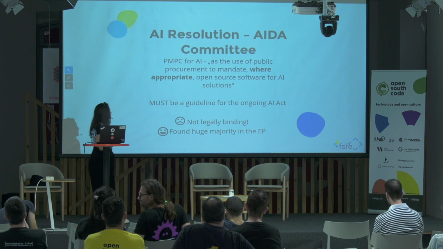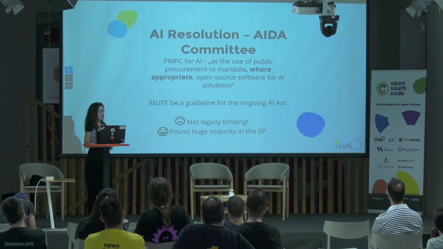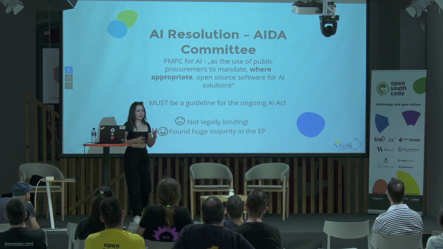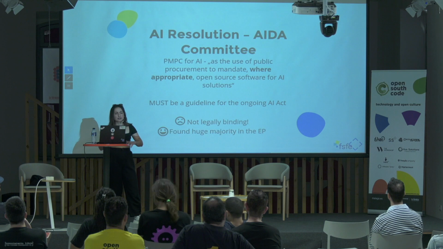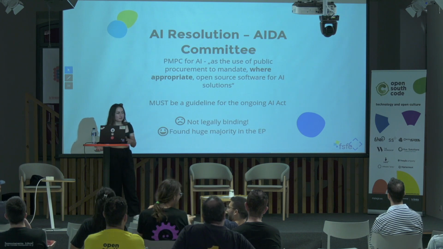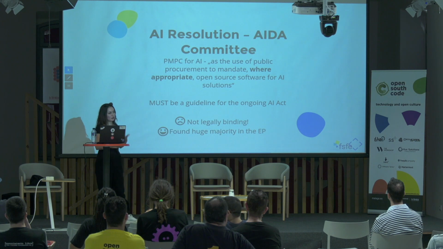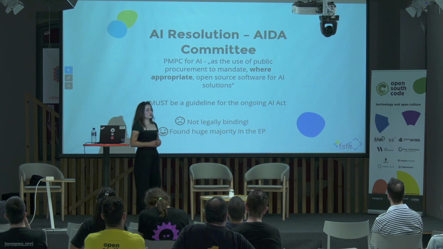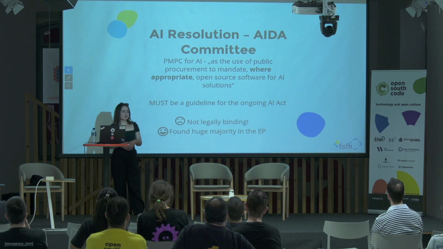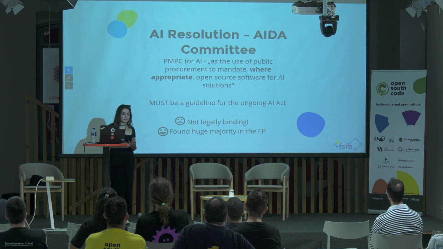Okay, so let's start with the AI resolution. This was when the EU institutions wanted to regulate AI technologies, and the Parliament created a specific committee called the AIDA Committee, which was created mainly to work on this resolution. First of all, this is a resolution, not a regulation, which means that it's not a legally binding document. But this resolution was supposed to serve as a guideline for the ongoing AI Act, which is the regulation.